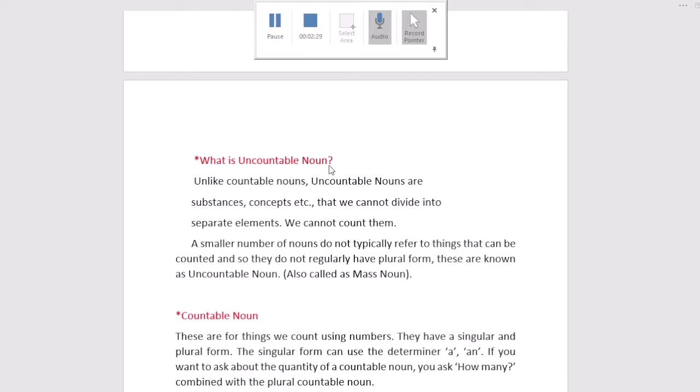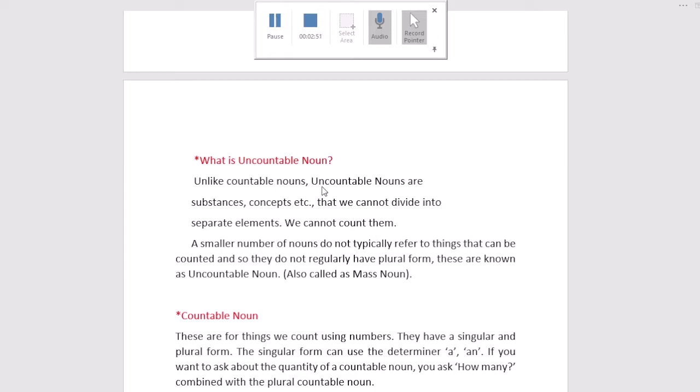Okay, now what is uncountable noun? Unlike countable nouns, uncountable nouns are substances, concepts, etc. that we cannot divide into separate elements. இதுக்கு என்ன அர்த்தம் அப்படின்னு சொன்னா, இந்த uncountable noun வந்து countable nouns மாதிரி கிடையாது, something different.